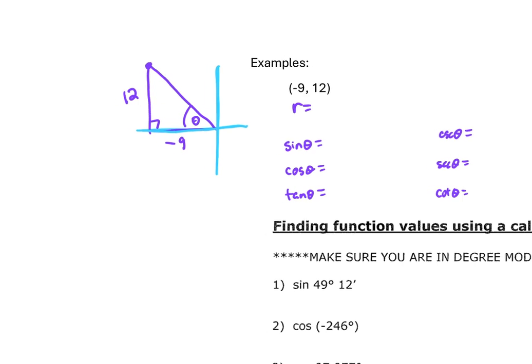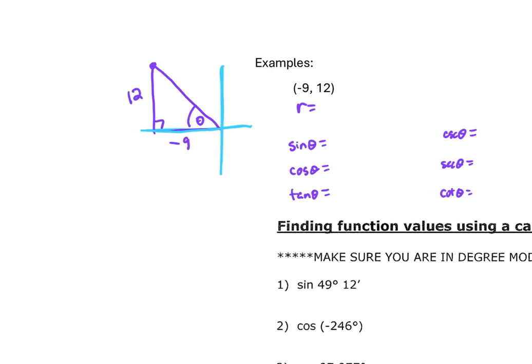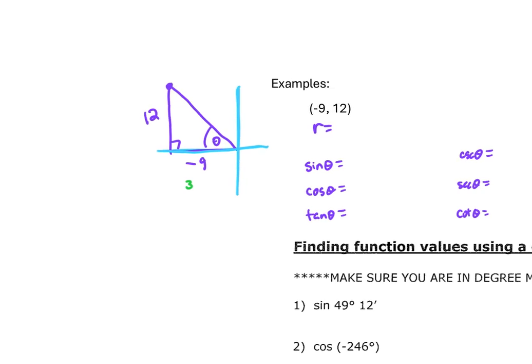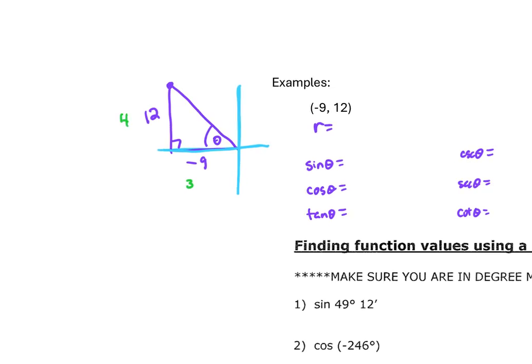This is really the same thing as a 3, 4, 5, that's getting multiplied by 3. So that means this side is 15. And remember, the radius is always positive.